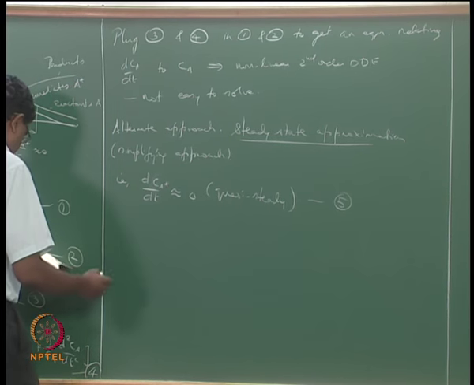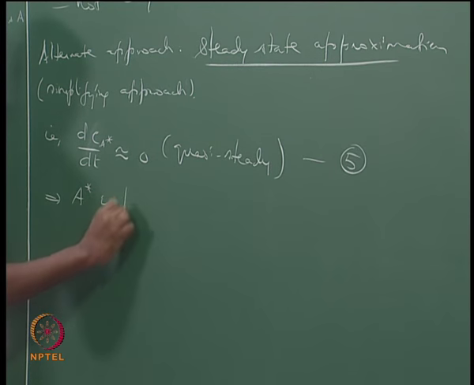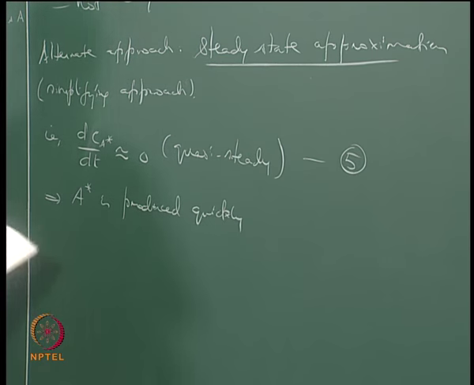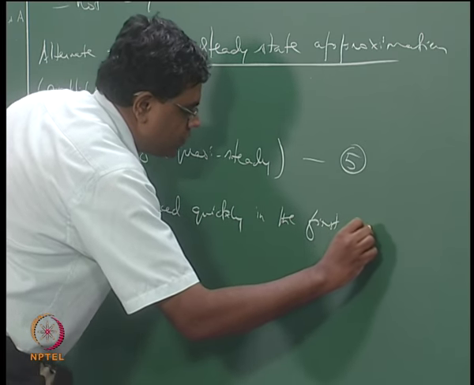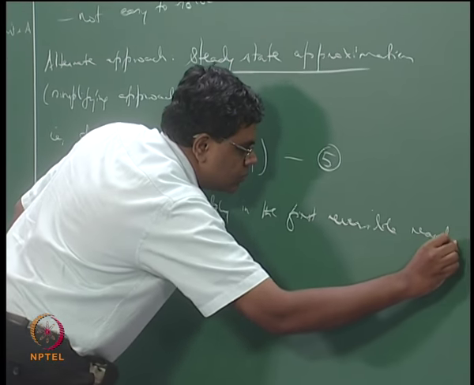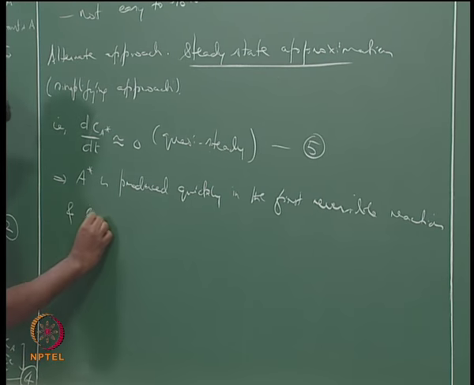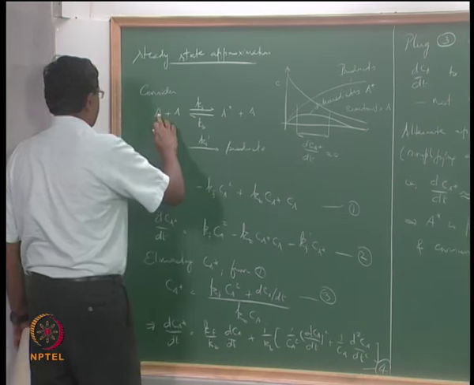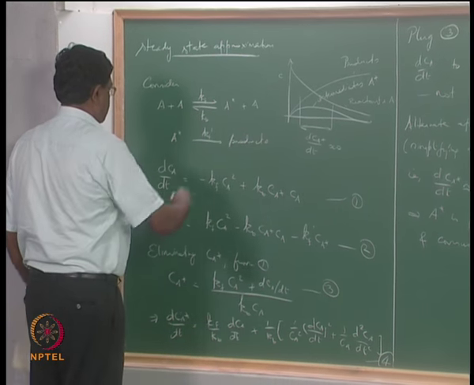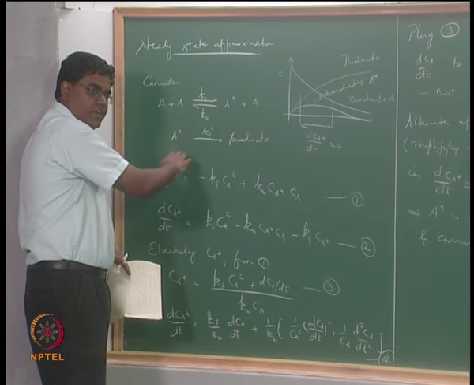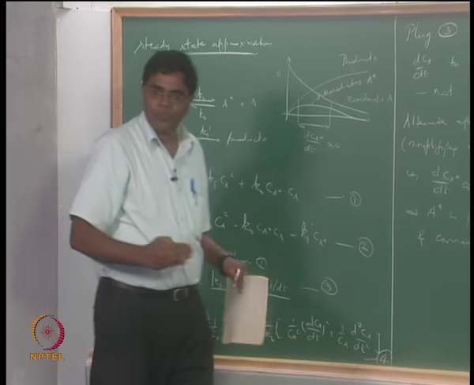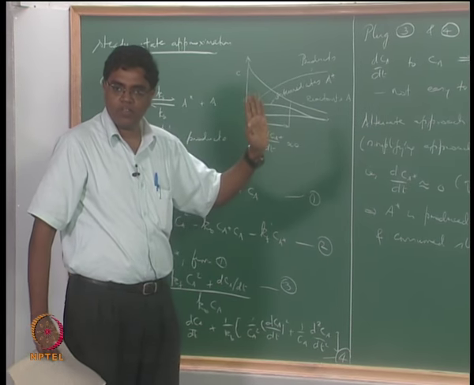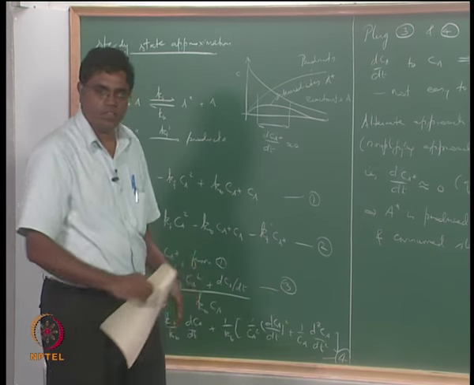So what this means is A star is produced quickly in the first reversible reaction, and consumed slowly, right. So the moment you have A molecules hitting each other, you produce A star, all right, but its consumption with A, the backward reaction, as well as its decomposition to form the products, is relatively slow. In that case, then you are producing a lot of A star, but for a while it is there with a certain concentration that doesn't change a lot. Therefore, we can now say on a quasi-steady basis, this is approximately zero.